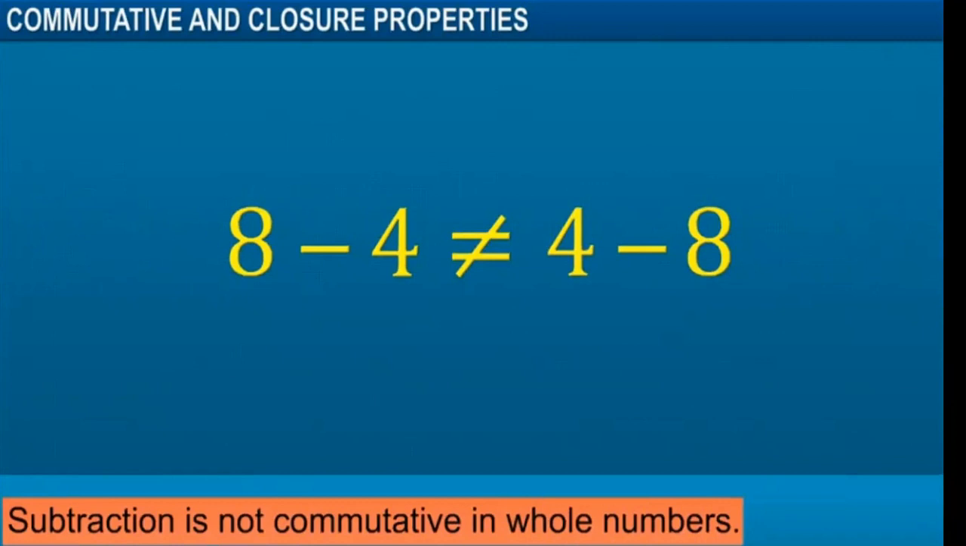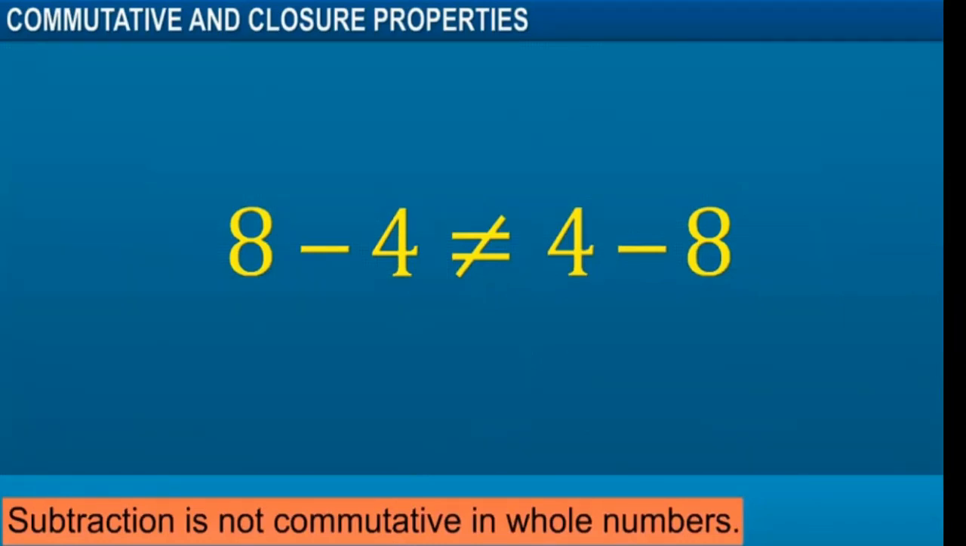Okay, so here we are talking about subtraction. In subtraction, we take 8 minus 4 and reverse it to 4 minus 8. When we do 4 minus 8, we don't get the 4 that we got from 8 minus 4. So when we change the order of the numbers in subtraction, we don't get the same answer. So that's why we say subtraction is not commutative in whole numbers. Okay, so write this sentence: subtraction is not commutative in whole numbers.